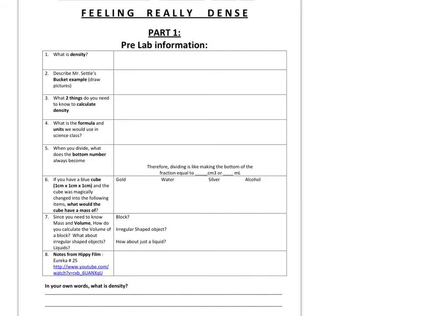We're starting the lab feeling really dense, and I start out with a demo where I put a full can of Pepsi and a full can of Diet Pepsi, or Coke and Diet Coke, into a fish tank, and students observe that the Diet Coke actually floats to the top and the Pepsi floats to the bottom. And I use that as a launching board to sort of talk about what density is.